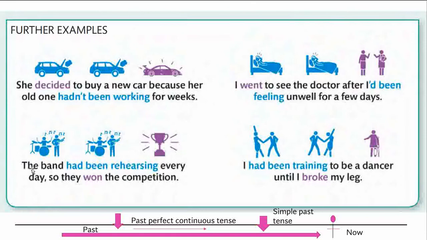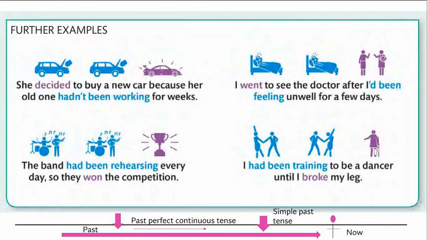The next example that we have before us is the band had been rehearsing every day, so they won the competition. Now over here, they won the competition is the closer on the timeline to us. So it is in simple past, they won, and they had been rehearsing is in the past perfect continuous tense. It's an action that continued in the past tense. The next example that we have is I had been training to be a dancer until I broke my leg. So broke my leg is in simple past, that is the nearest action, and had been training for a long duration, that is a past perfect continuous tense.